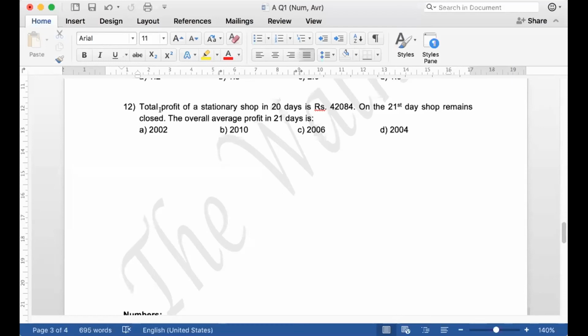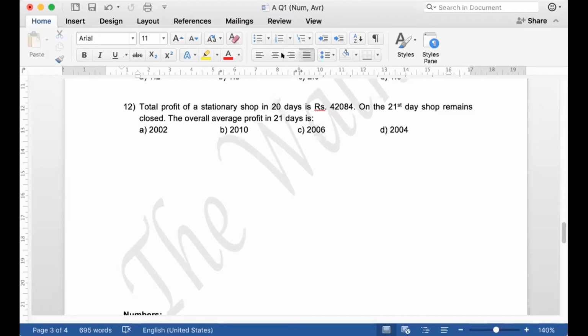So what we need is the average profit for 21 days. Total profit is given for 20 days, 42,084. So that's the figure which is given to us. Okay, so let's take it. So total for 20 days, that is 42,084. And on the 21st day the shop remained closed. So that means we have 0, correct? 0 is the profit on that day.